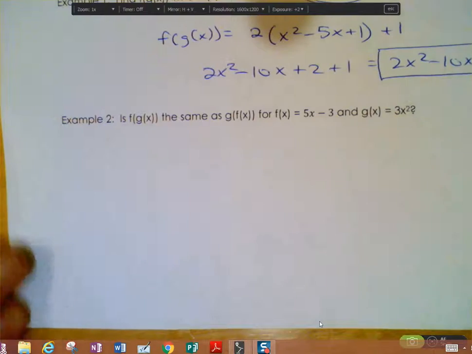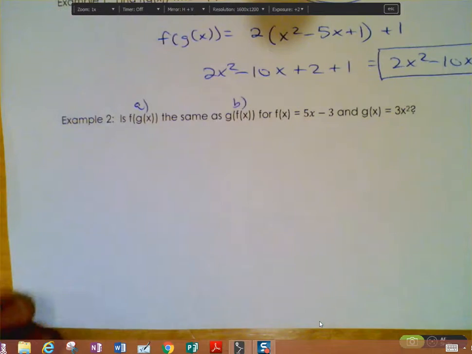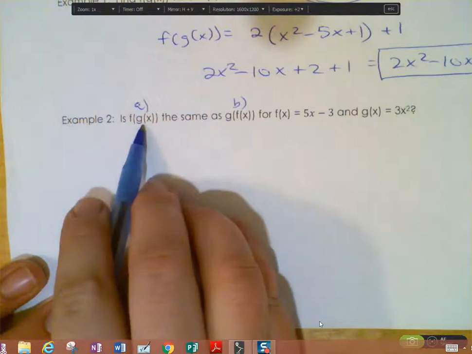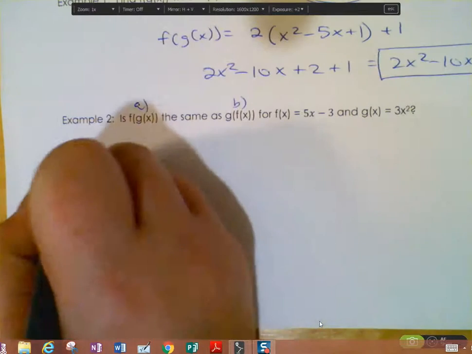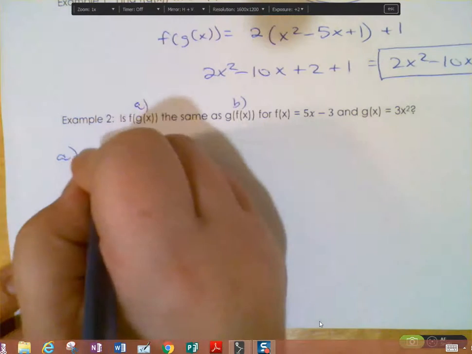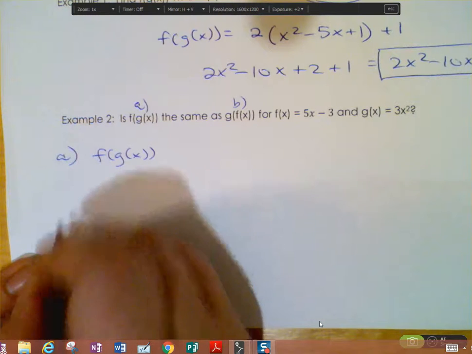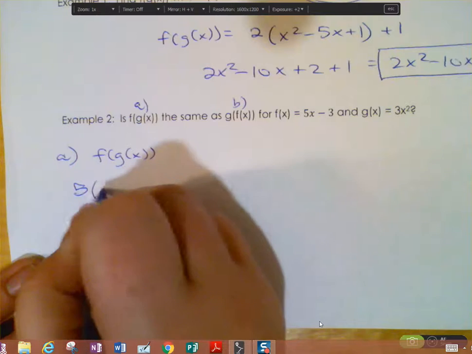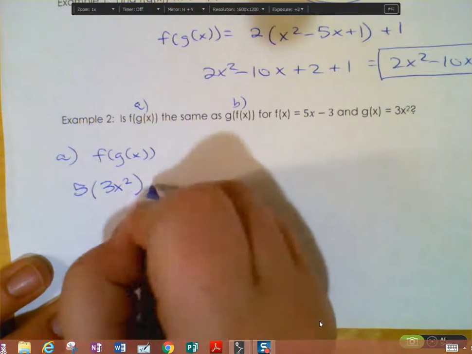Example 2. Is f of g of x the same as g of f of x? Well, we should probably solve these two problems. We'll call this problem A, we'll call this problem B. If they match, we know they're the same. If they don't, we know that they aren't the same. So f of g of x puts the g of x in the f function. So f of g of x becomes 5 times, replacing x with the g of x, minus 3.